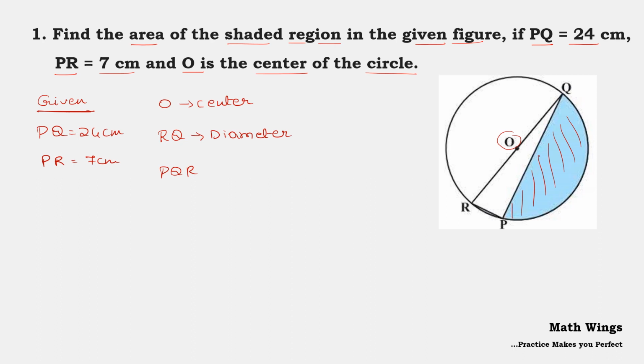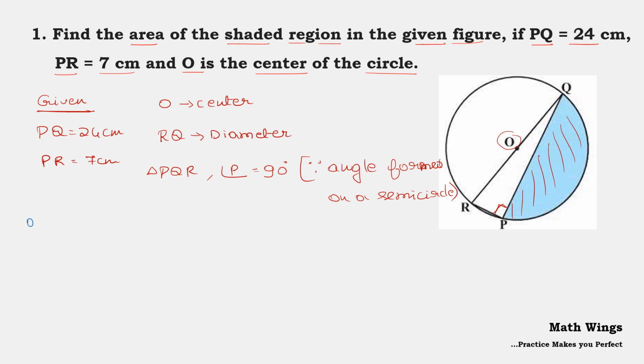Which type of triangle is PQR? How can you find that? If you observe the angle P here, it is equal to 90 degrees. In triangle PQR, angle P is equal to 90 degrees. What's the reason? The reason is angle formed on a semicircle. Correct? So now let us see how we can find the area of the shaded region.